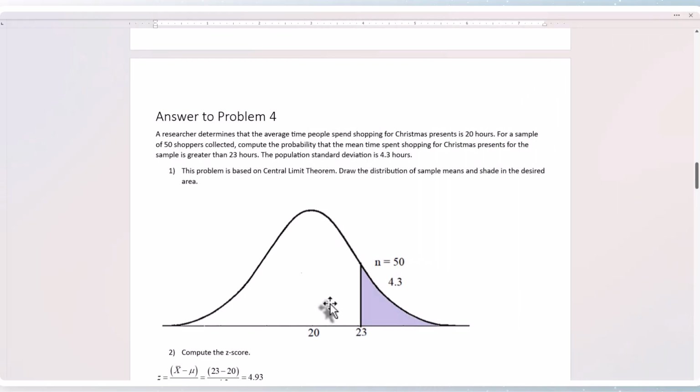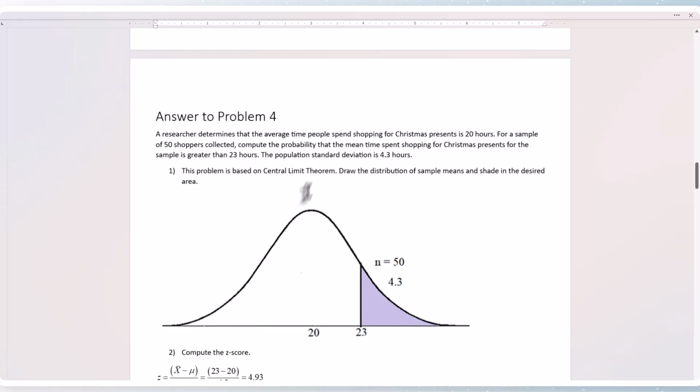A researcher determines that the average time people spend shopping for Christmas presents is 20 hours. For a sample of 50 shoppers collected, compute the probability that the mean time spent shopping for Christmas presents for the sample is greater than 23 hours. Population standard deviation is 4.3 hours.